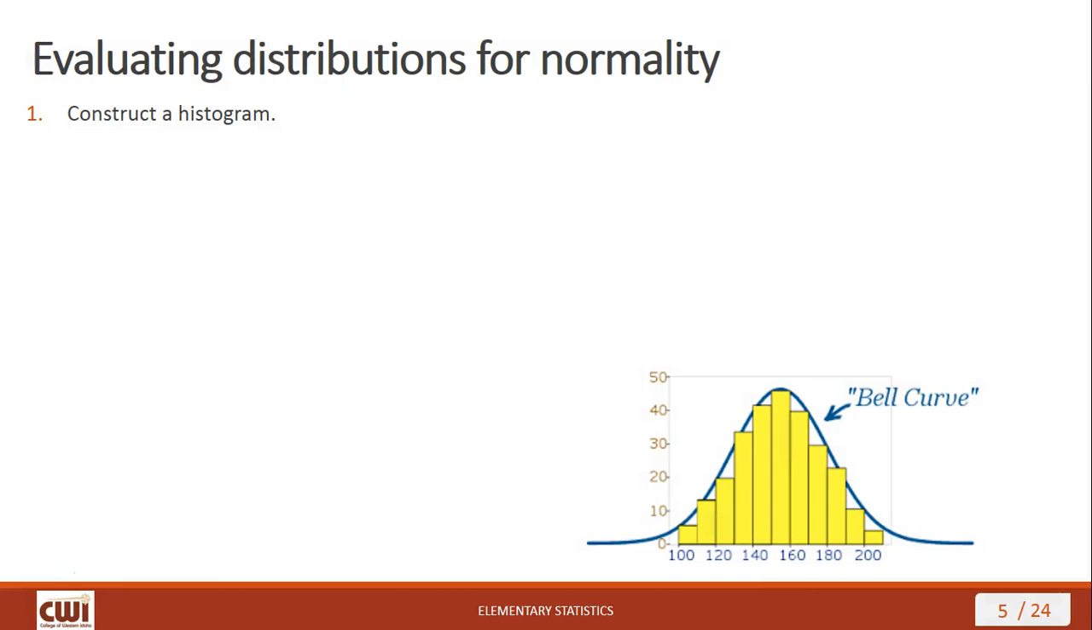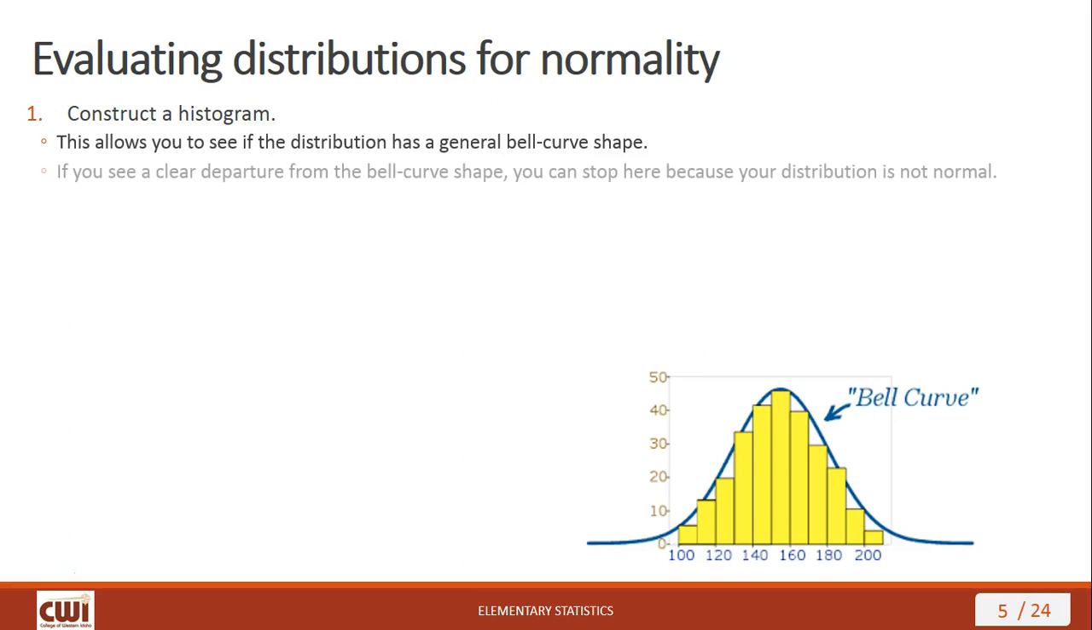How do we evaluate distributions for normality? Well, the first step is to construct a histogram. This allows us to see if the distribution has that general bell curve shape. We can also see clear departures from that bell curve shape. And if we do, we can stop right here at this step because automatically we know that our distribution is not normal.